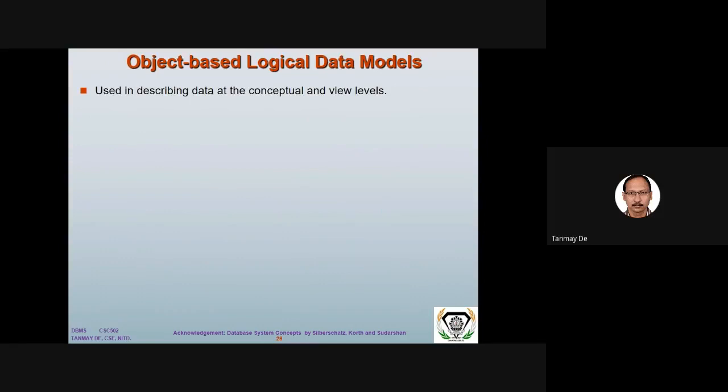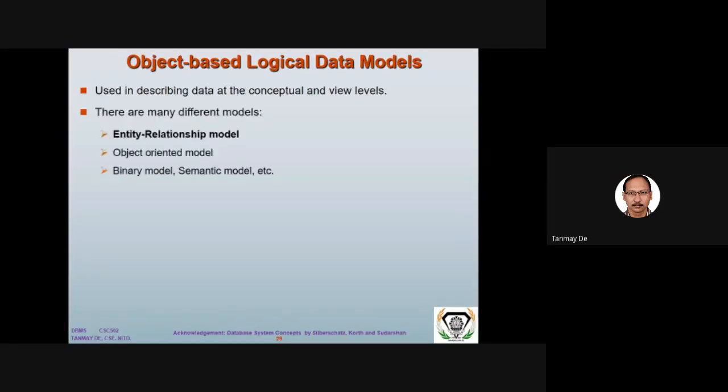Now, the next one is the object-based logical data model. In the object-based logical data model, these data models are used to describe the conceptual level as well as the view level, not the physical level, similar to the record-based logical data model. Okay. And here so many models are there, though in our syllabus mainly the entity relationship models are there, and these models are very popular to design databases at the conceptual level as well as at the view level.